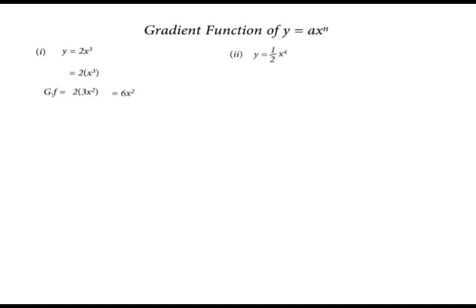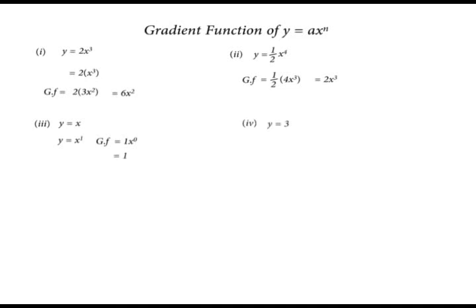A half x raised to power 4 is equal to a half times x raised to power 4. Gradient function of x raised to power 4 is 4x cubed, times a half gives us 2x raised to power 3. How about y is equal to x? This is the same as y is equal to x raised to power 1. The gradient function will be 1 times x raised to power 0. X raised to power 0 is 1, and therefore the gradient function will be 1.